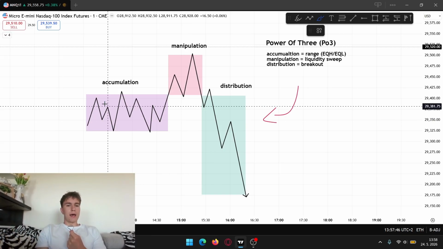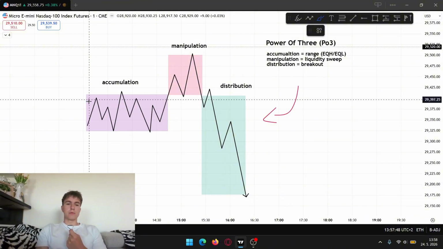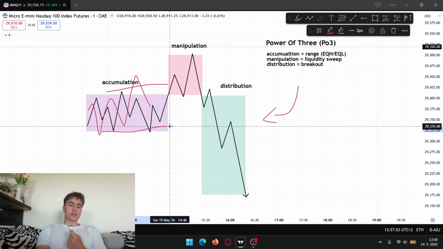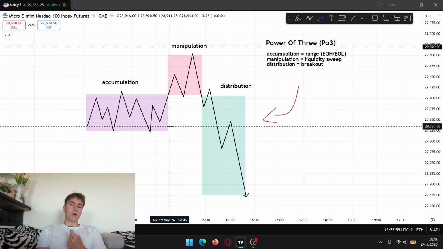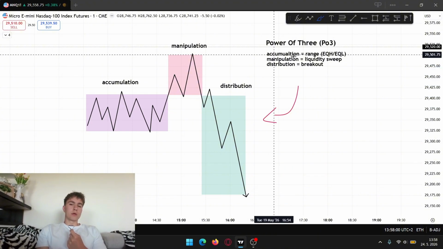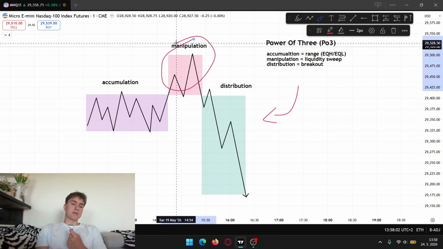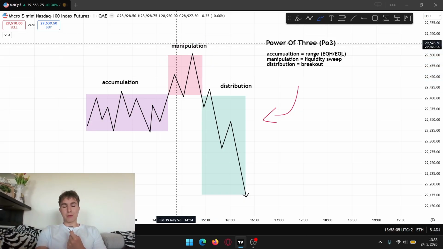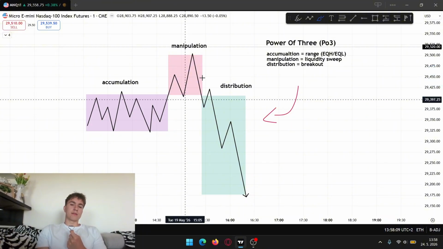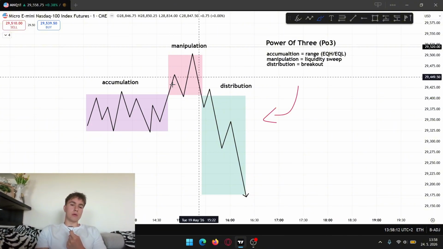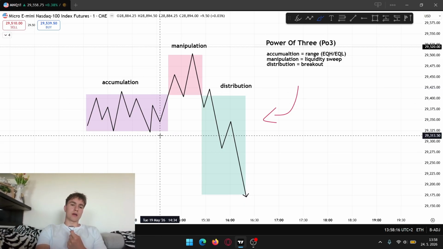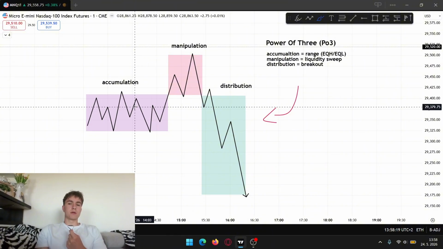New York time. Before, during the pre-market, we usually range and create equal highs and equal lows, which form the range that we call the accumulation. Then, when the market opens, we're waiting for a liquidity sweep, which is basically the manipulation. At the 9:30 open, we wait for that manipulation to happen in the form of a liquidity sweep, sweeping either the equal highs or equal lows of that accumulation range from the pre-market.